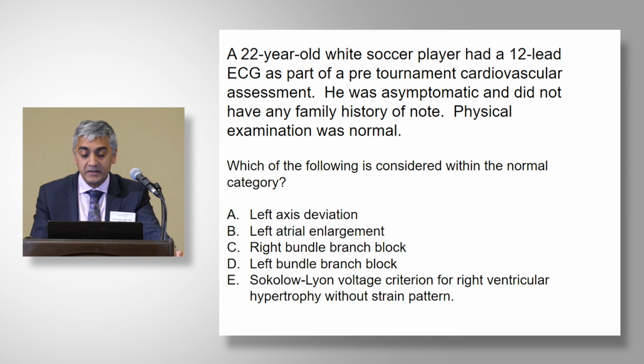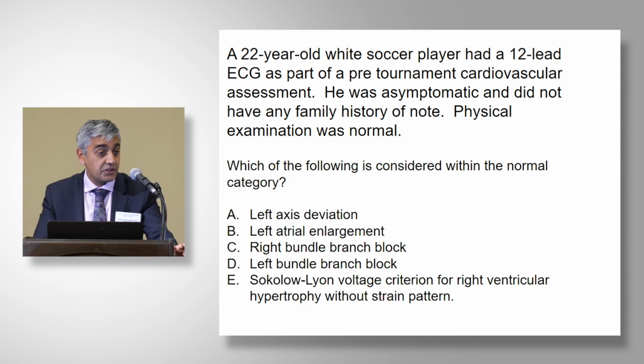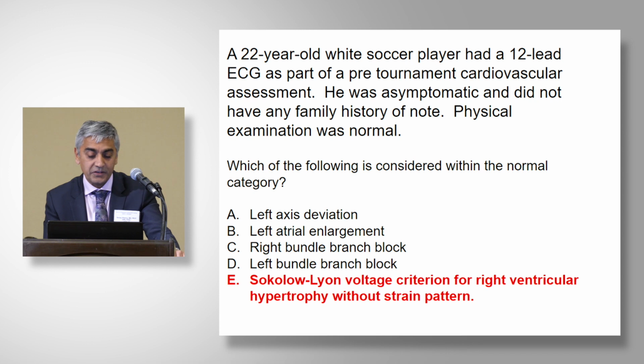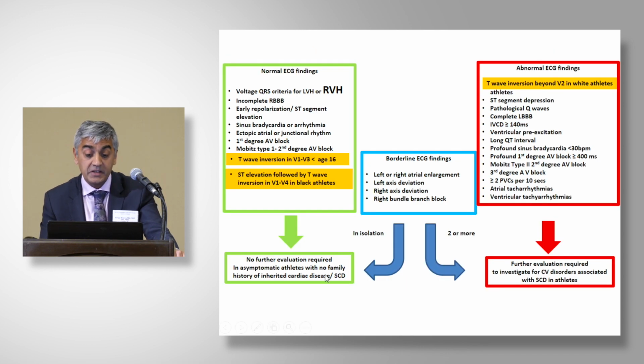A 22-year-old white soccer player had a 12-lead ECG as part of a pre-tournament cardiovascular assessment, asymptomatic, no family history, normal physical examination. Which of the following is considered within the normal category? A, left axis deviation, B, left atrial enlargement, C, right bundle branch block, D, left bundle branch block, and E, Sokolov-Lyon voltage criterion for right ventricular hypertrophy without strain pattern. By that I mean without any ST depression or T-wave inversion in leads V1 to V3. This should be easy, and the correct answer is E, Sokolov-Lyon voltage criterion for right ventricular hypertrophy.